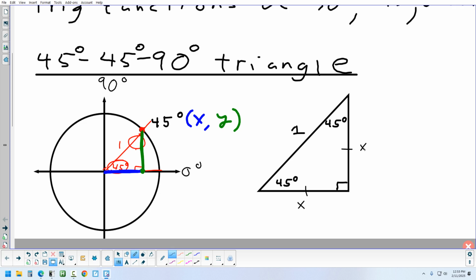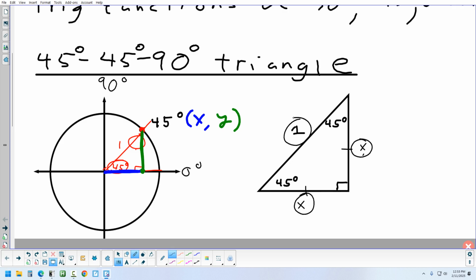All right, so now we want to solve for X. And once we know X, that's the blue side and the green side in the triangle, or the first part and the second part of the quadrant. What theorem can we use with this? Pythagorean theorem. Not a 3, 4, 5 right triangle. Let's set up the Pythagorean theorem and then solve it for X, and we'll have our answer.